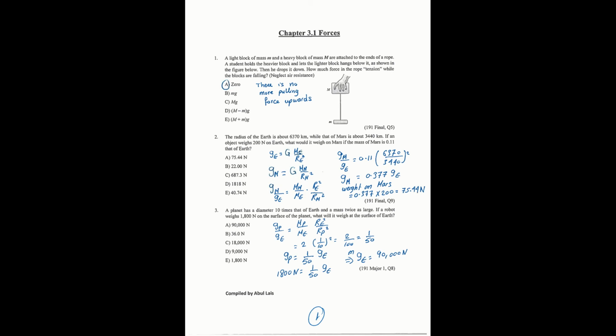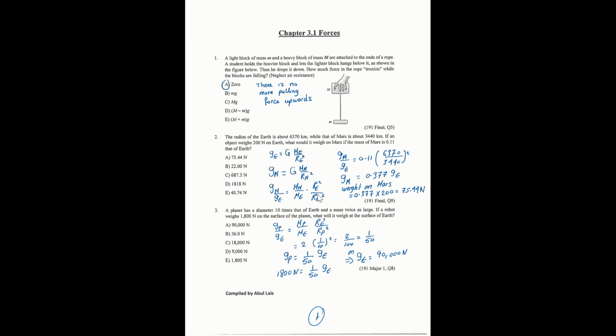Now let's see problem number 3. It says that a planet has a diameter of 10 times that of Earth and a mass twice as large. If a robot weighs 1,800 newtons on the surface of the planet, what will it weigh at the surface of Earth? So again, I have Earth and I have another planet.